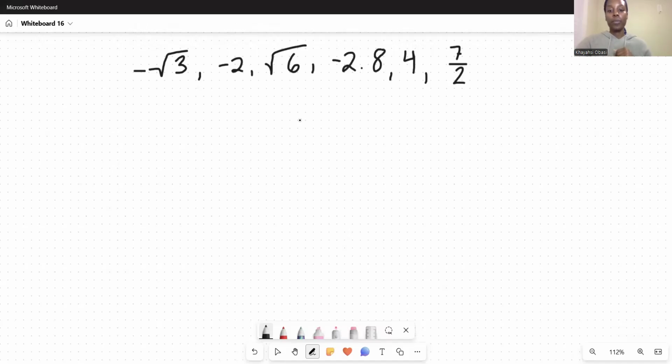All right, hello. So today we are going to do some ordering of numbers, a real number line. Say you're given this list of numbers here. How can you figure out which one's greater, which one's less than? So the way I like to do it is by drawing a number line.